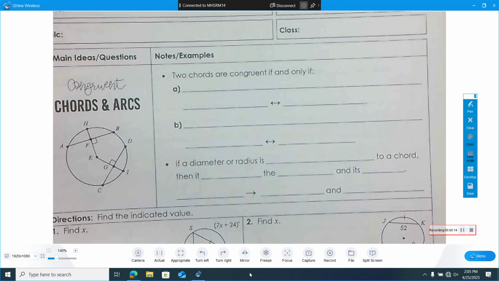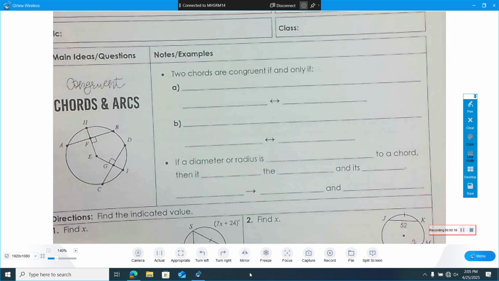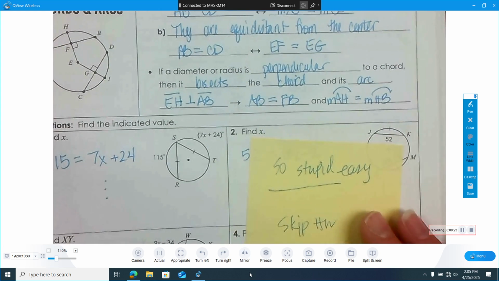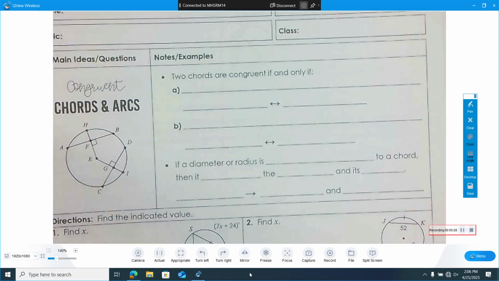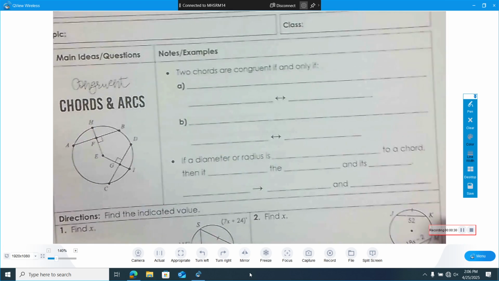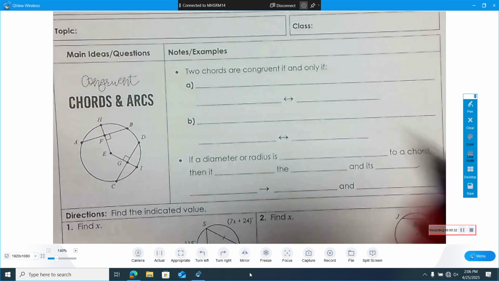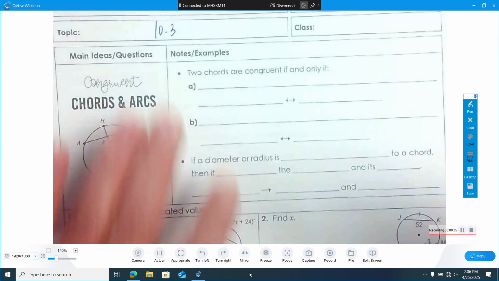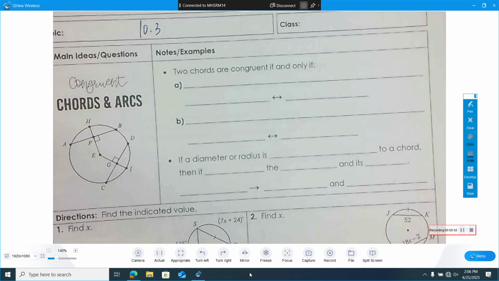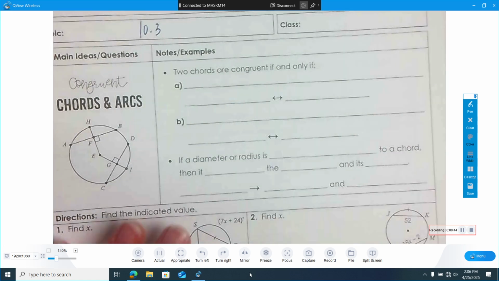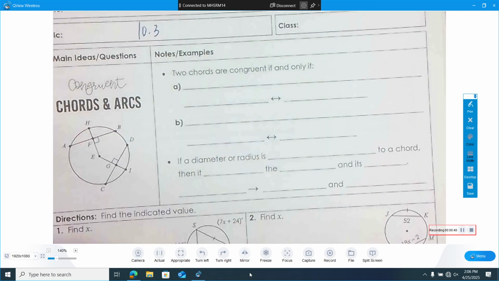So as I was going through the notes for this stuff, because I do everything ahead of time, I looked at this and I was like, this is so stupid easy that I just don't want to do it. So what we're going to do is burn through these notes about chords and arcs. We're going to go super fast and move on to the next day. So these are so easy. We're going to talk through a few quickly here. So you're taking notes, not on your screens. Thank you very much.